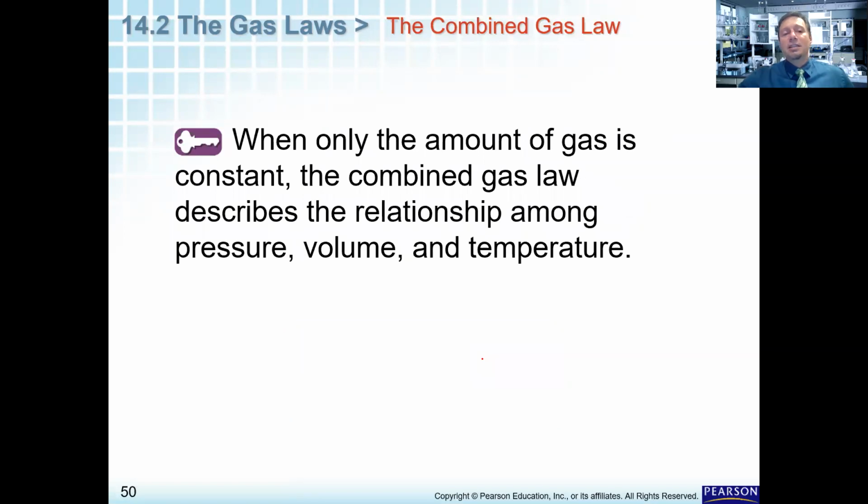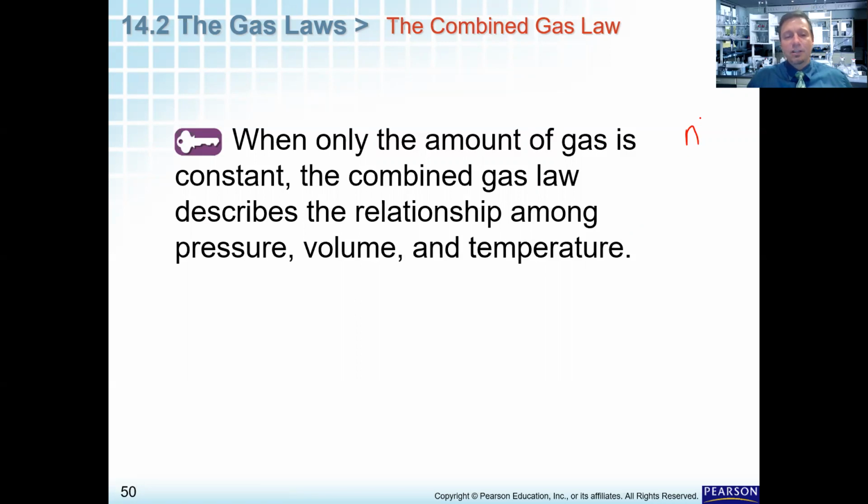So, key concept: the only thing that is constant is n, the amount of gas, which is moles. All the others are variable. That means there are changes in them, and that's why all three variables are given to you. This describes the relationship among pressure, volume, and temperature.